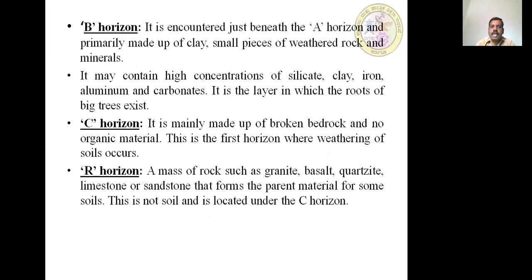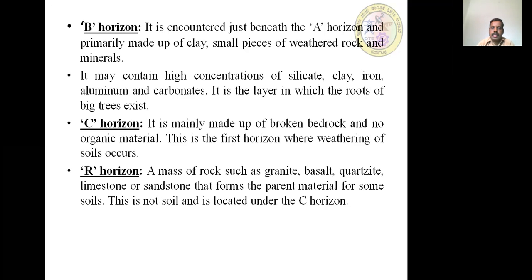Horizon B. It is encountered just beneath the A horizon and primarily made up of clay, small pieces of weathered rock, and minerals. So it may contain high concentrations of silicate clay, iron, aluminium, and carbonates. It is the layer in which the roots of big trees exist.